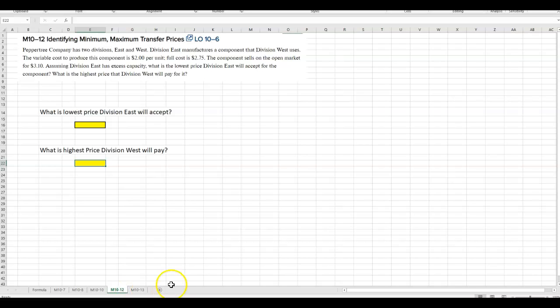Mini exercise 10-12. We're looking here at transfer pricing. So if a company has two divisions, East and West, East manufactures a component that West uses. The variable cost to produce the component is $2 per unit. Their full cost is $2.75, which would include the fixed as well. The component sells on the open market for $3.10. If East has excess capacity, and if you remember back to the excess capacity issue, what is the lowest price East will accept for the component? The lowest price they're going to accept is the variable cost of $2.